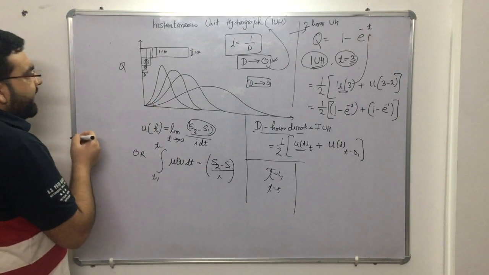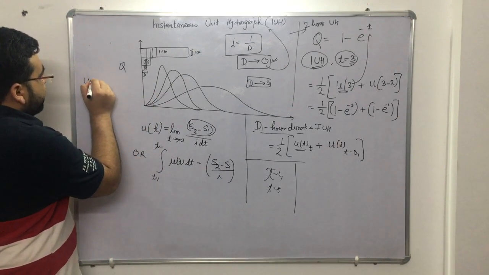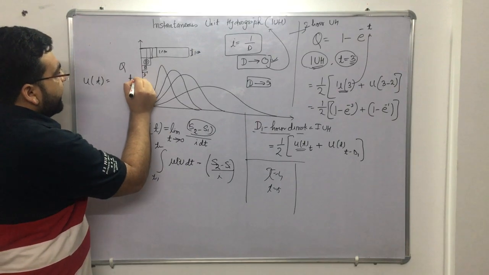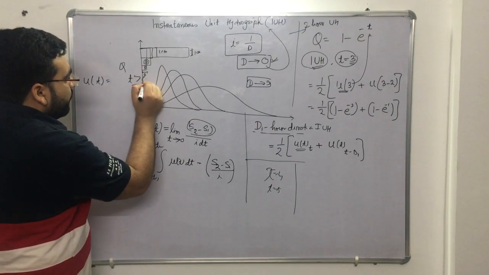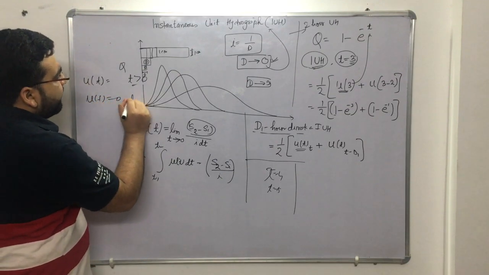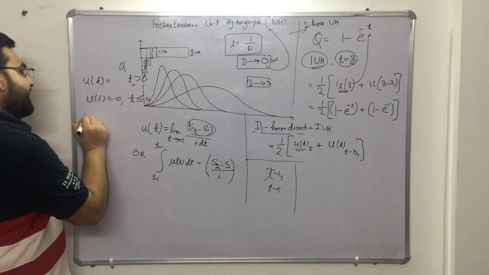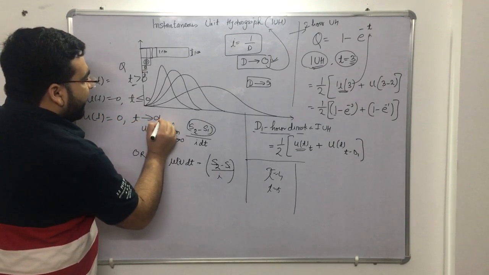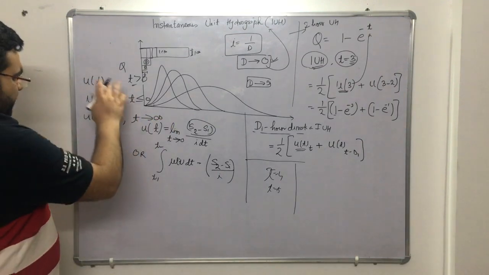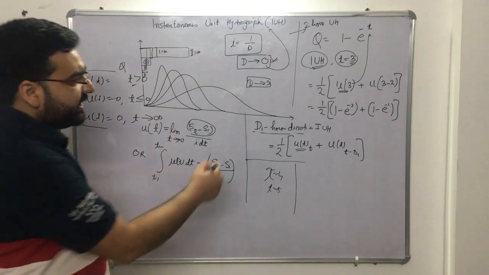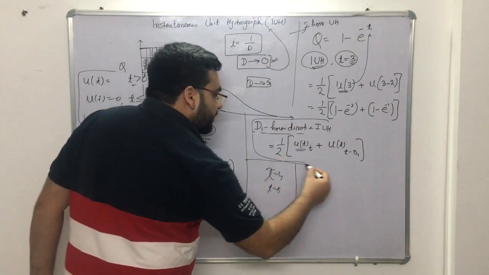The first property is that u(t) will have some value if t is greater than 0. Clear? Now u(t) will be equal to 0 if t is less than or equal to 0, and u(t) also has a value of 0 if t tends to infinity. There is no need to remember these properties, I have just told you; this one is important, right?